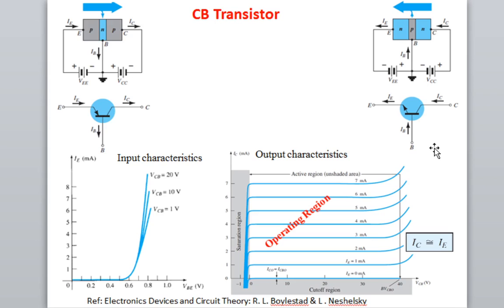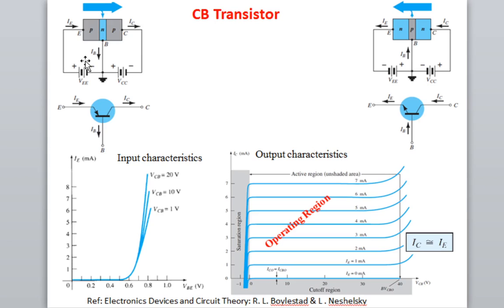And if you plot a curve between this voltage and this current, the emitter current and emitter voltage, that is known as the input characteristics. And if you plot a curve between this applied voltage and the output current, this voltage and this current, that is known as the output characteristics. So here I have drawn the input characteristics and output characteristics, but there is a little difference.